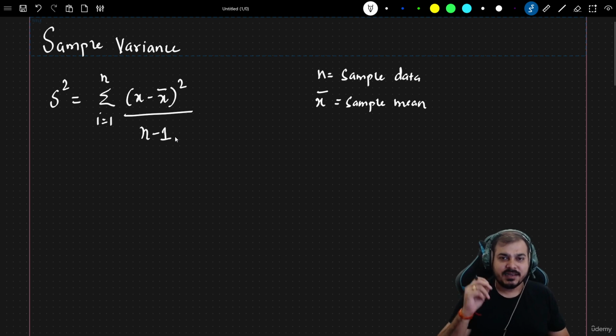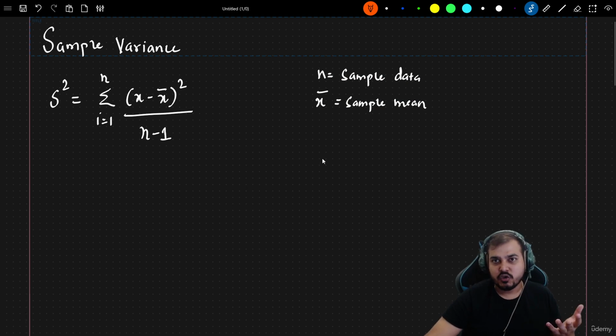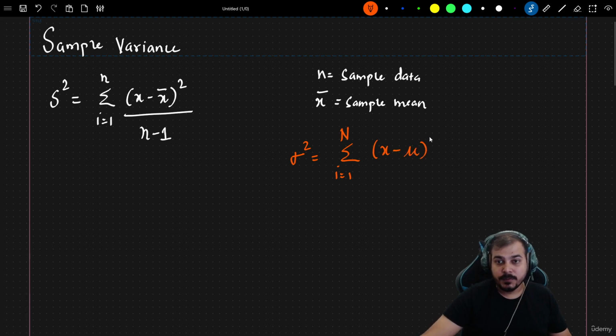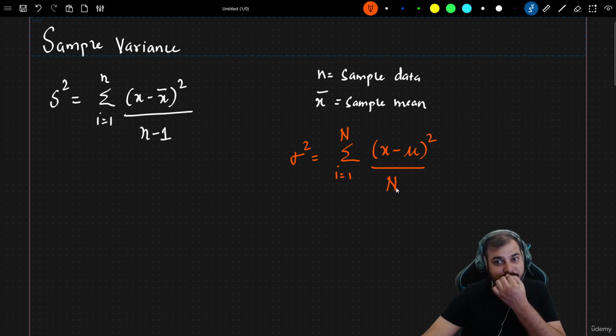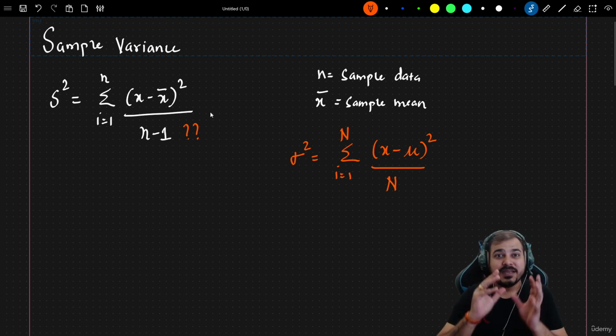But the question arises that, Krish, if we see the population variance, it is given by sigma squared. I can write the summation of i is equal to 1 to capital N, where capital N is the population data, (x minus mu) whole squared, where mu is the population mean, divided by capital N. Now here we are dividing by capital N, but why are we dividing by small n minus 1 in the sample variance? Why not n? That is the specific question over here. And this entire thing is also called Bessel's correction.